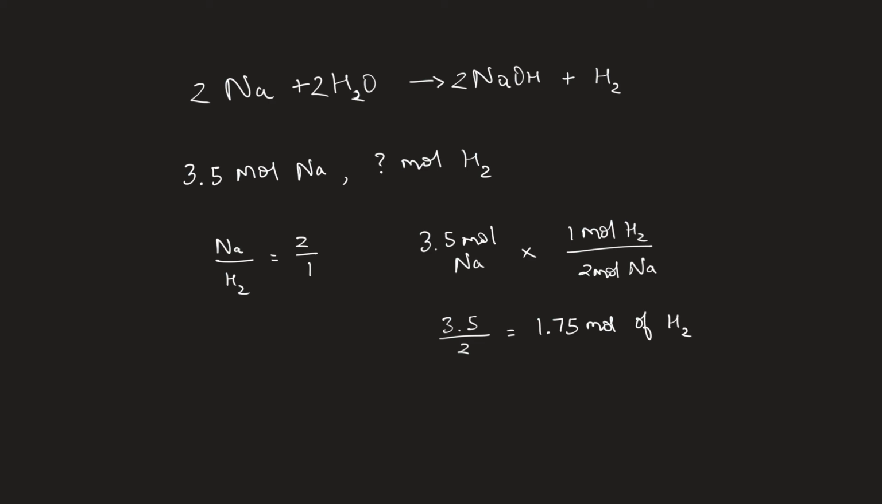What does this answer mean? It means that if you start off with 3.5 moles of sodium, you will end up with 1.75 moles of hydrogen gas. And so this concludes the first part of the three-part video lecture series.